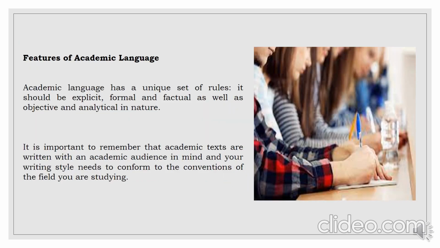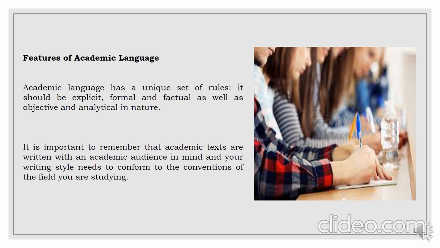There are some features of academic language. It has a unique set of rules. It should be explicit, formal, and factual, as well as objective and analytical in nature. However, students often think that academic language should sound complex and be difficult to write and understand. That is not necessarily the case. Instead, academic writing should be clear and concise in order to communicate its contents in the best way.